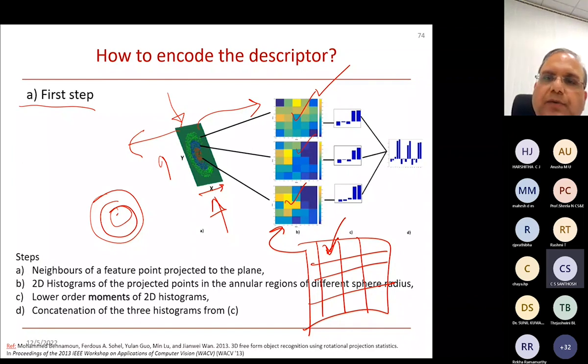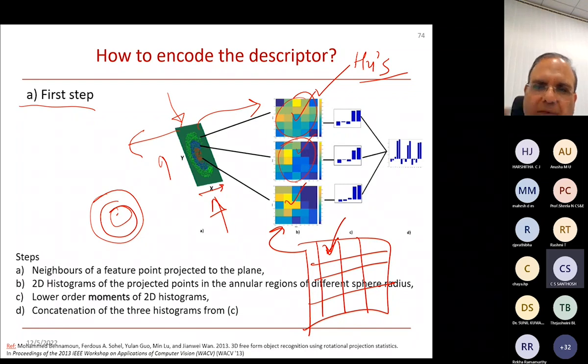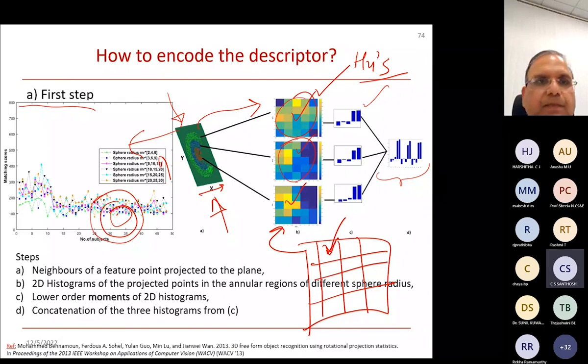From these histograms, we extract the Zernike moments. From all these images, we extract Zernike moments. Zernike proposed several moments, but we are not using all of them because some of them are very susceptible to noise. So we are using only five Zernike moments. From every image we get these five moments, and then we concatenate them to get this vector. Okay.